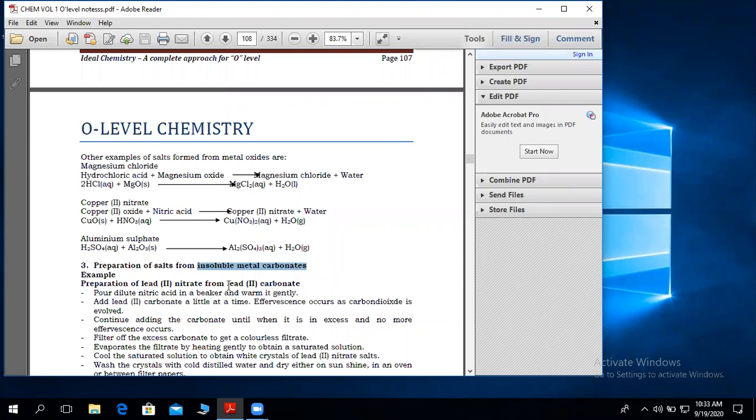Remember, only 3 carbonates are soluble. Please, the solubility rules. Only 3 carbonates are soluble: potassium carbonate, sodium carbonate, and ammonium carbonate.